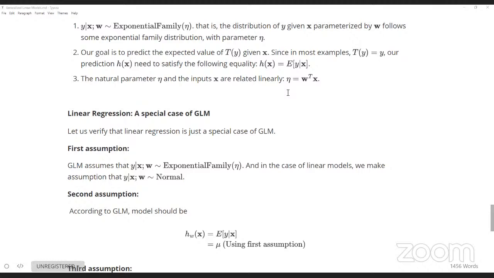Yes. Because once we know that data follows some distribution, now when I'm to predict something, I will predict the expected value. That's it. Very easy to say.